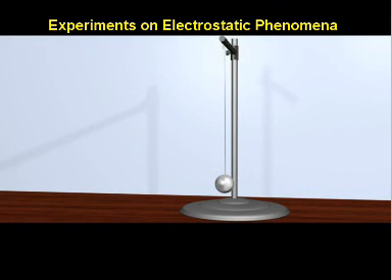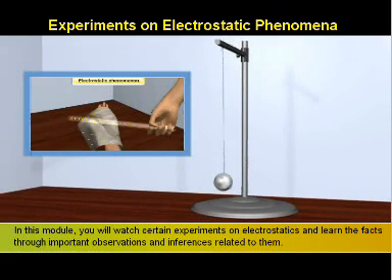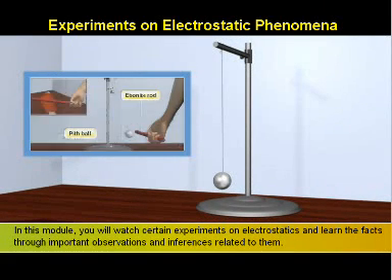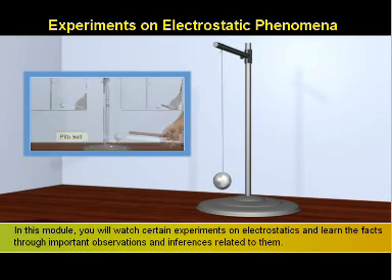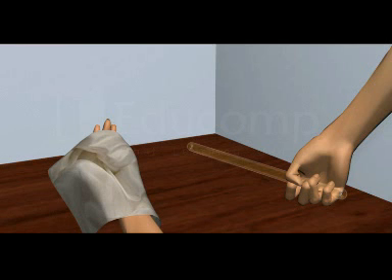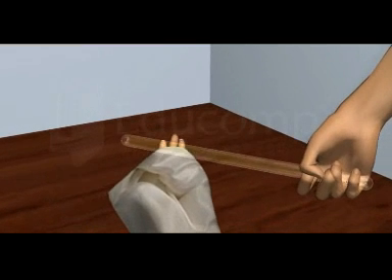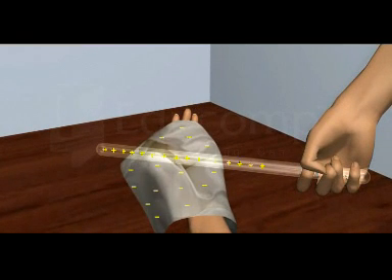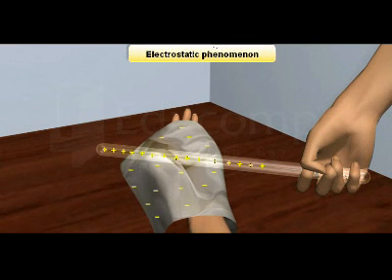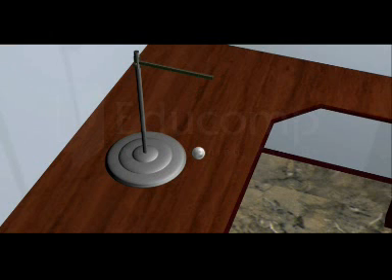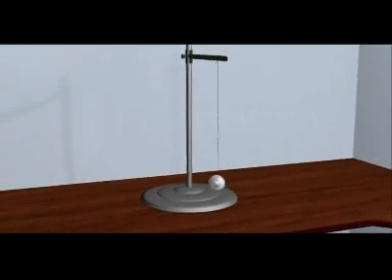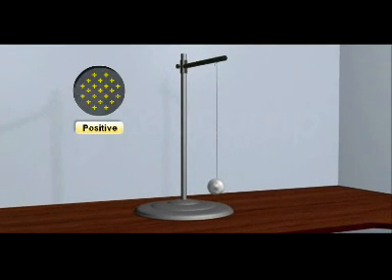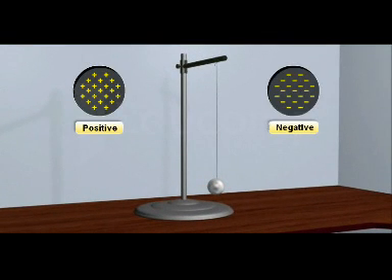Some experiments on electrostatic phenomena. In this module, you will watch certain experiments on electrostatics and learn the facts through important objects. Certain objects like glass rod and silk acquire some static electric charges when rubbed against each other. Simple experiments are conducted to examine such electrostatic phenomenon. Following experiments show some observations involving positive and negative charges.